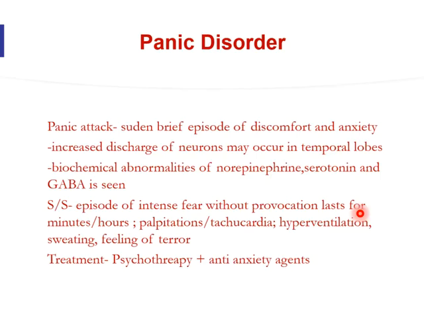Next we are discussing panic disorder. A panic attack is a sudden brief episode of discomfort and anxiety. There is increased discharge of neurons which may occur in the temporal lobe. Biochemical abnormalities of norepinephrine, serotonin, and GABA. GABA is gamma aminobutyric acid, which is a neurotransmitter. These three are the neurotransmitters of the brain. All the transmission in the brain goes on through norepinephrine, serotonin, and GABA.